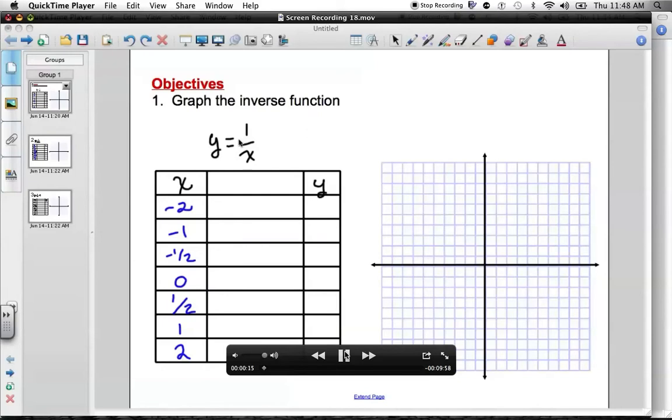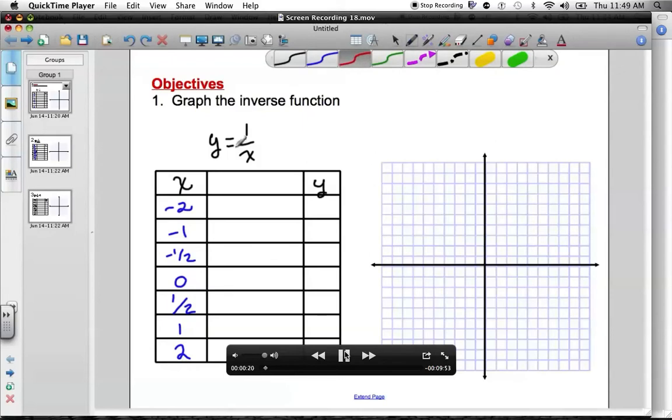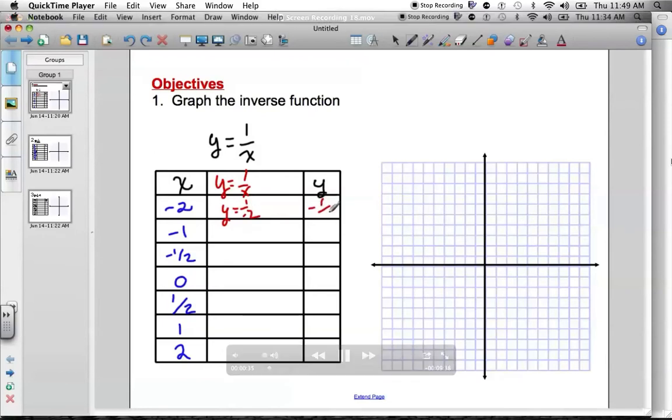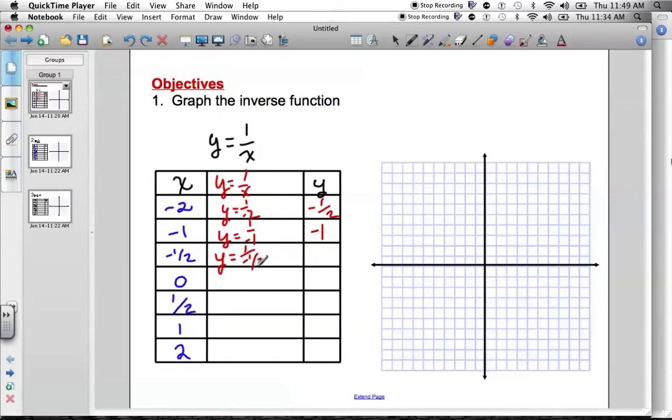So let's take a look at the parent equation, y equals 1 over x. To do this, just like in similar videos, we're going to show our work in here and find the output value. So when we put in the value for x of -2, we end up with an output of -1/2. When we put in -1, we end up with -1. When we put in -1/2, one divided by -1/2, we will get a value that is -2.